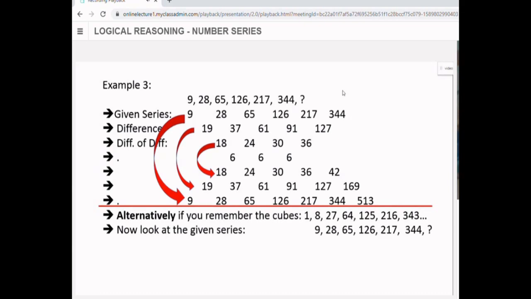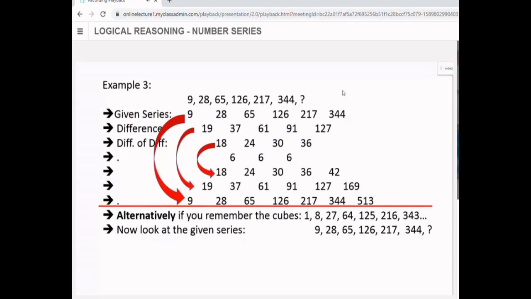Are you getting some clue? The clue is the cube plus 1. 8 is the cube, plus 1 is 9. 27 is the cube, plus 1 is 28. So 8 is 2 cube, 27 is 3 cube, 64 is 4 cube, 125 is 5 cube, 6 cube is 216, 7 cube is 343 plus 1, it is 344.